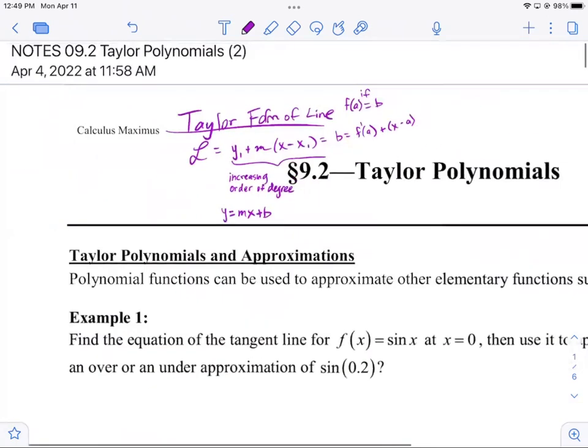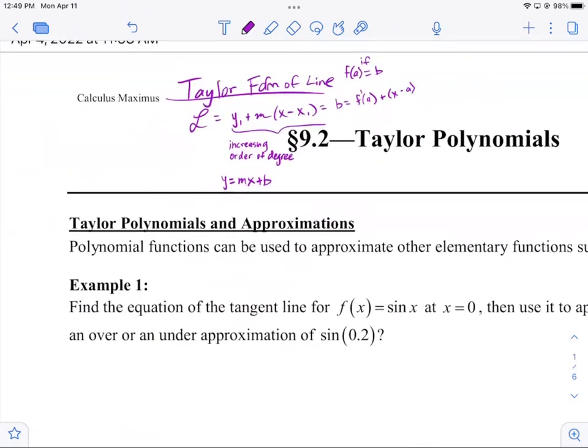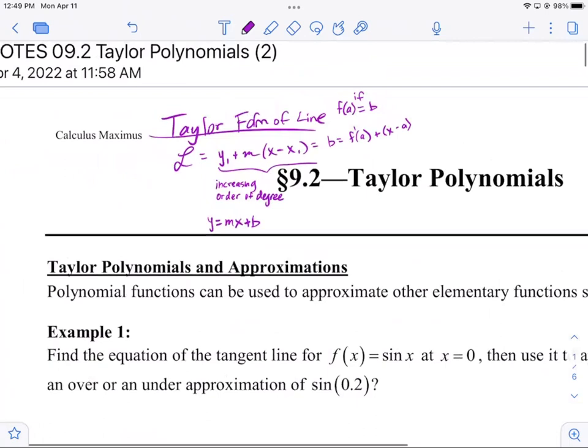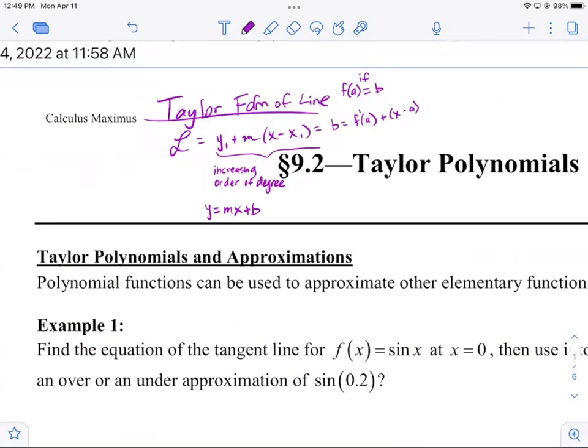So to explore that idea, we're going to look at sine of x. Sine of x is what we call a transcendental function. All the trig functions, e to the x, natural log of x, they're not polynomials, okay? So starting with the end in mind, I want to approximate what sine of 0.2 is.